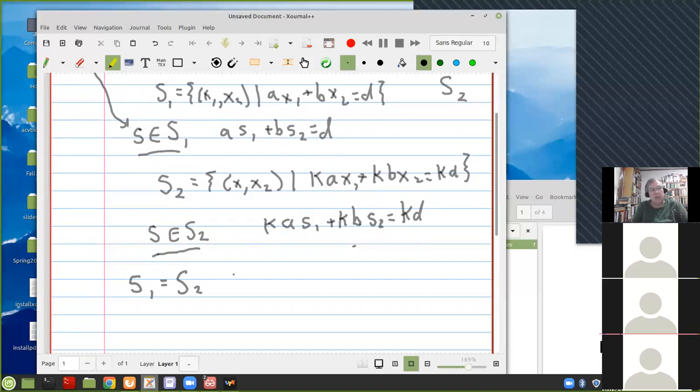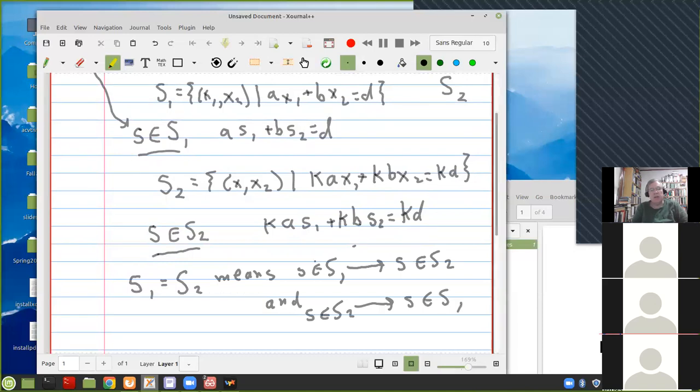And what this means is that if s is a member of S1, that implies, that's the implication symbol, s is a member of S2. And it has to go the other way around: s a member of S2 implies that s is a member of S1.